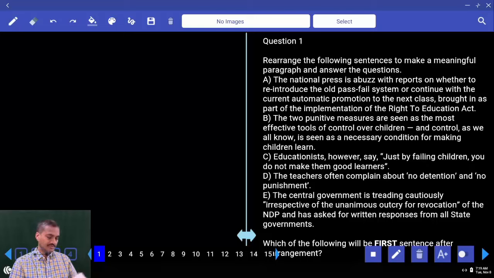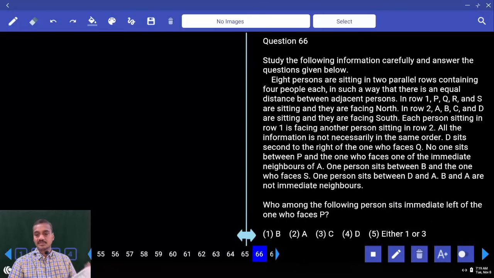PO Prelim, paper number 128. Now question number 66 to 70. Now here these 66 to 70, these 5 questions are based on 2 parallel rows. Now 2 parallel rows, so how many persons? Only 8 persons were there. No other parameter added to this one.